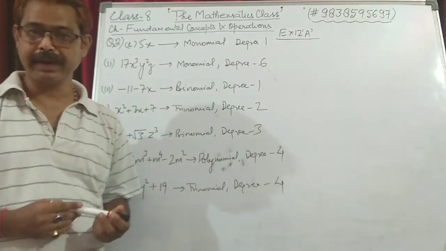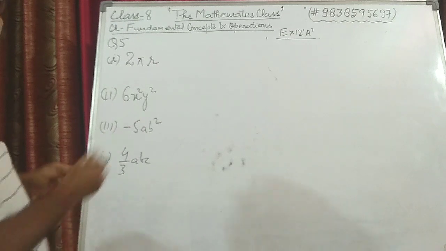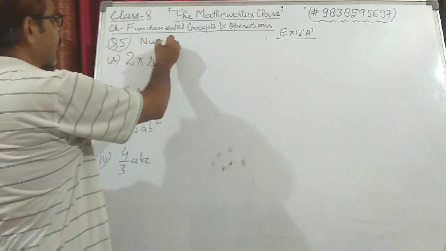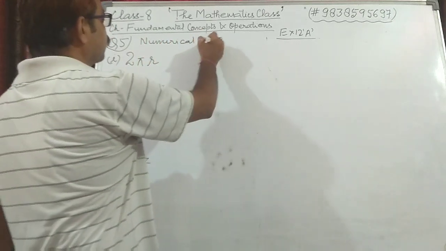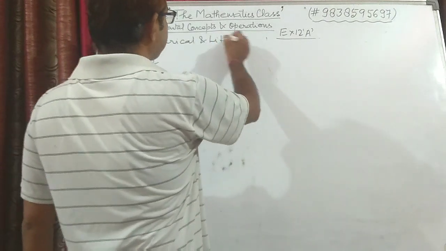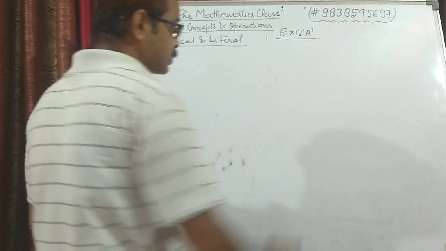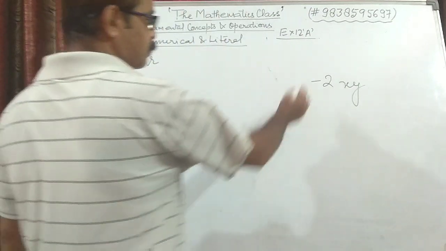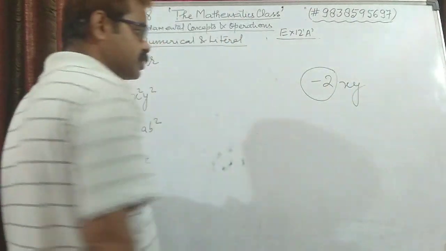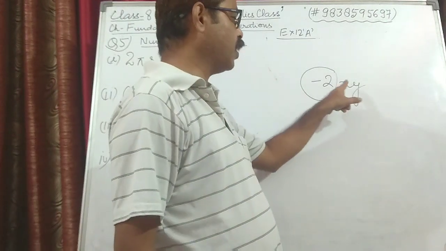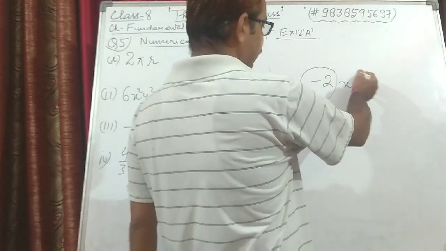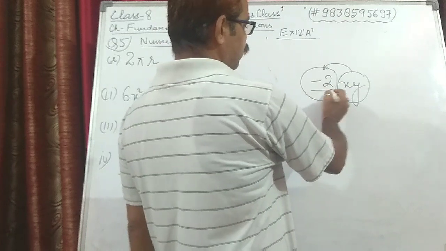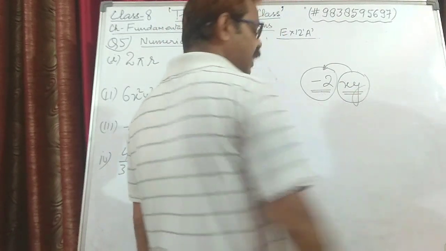Now we move on to the next question. Now I have taken question number 5. In this you have to find the numerical and literal coefficient. What are numerical and literal coefficients? Suppose I say minus 2xy. So minus 2 is the numerical coefficient of xy. And xy, being the variable, is the literal coefficient of minus 2. So the numerical coefficient is a numerical value, and the literal coefficient is the algebraic value.